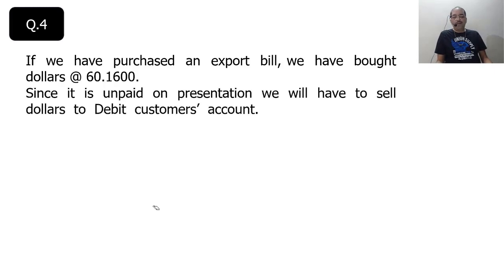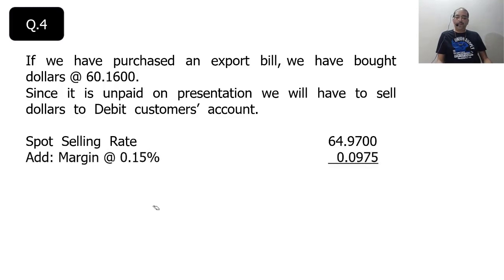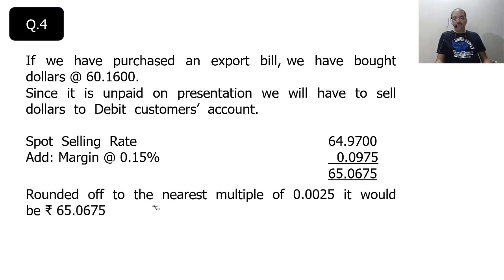Since it is unpaid on presentation, we will have to sell dollars to debit the customer's account. Spot selling rate 64.9700. Selling rate, so add the margin 0.0975. It is already in multiple of 0.25, so it would remain the same.